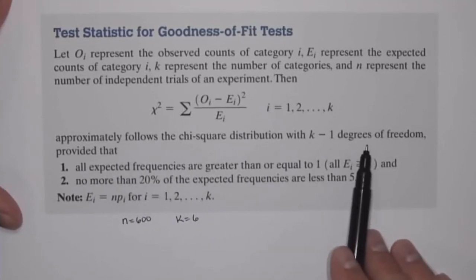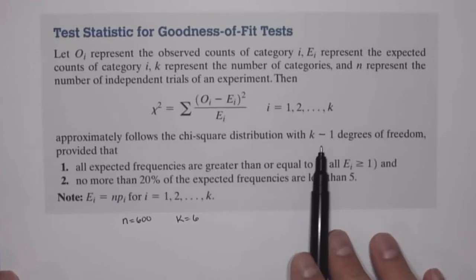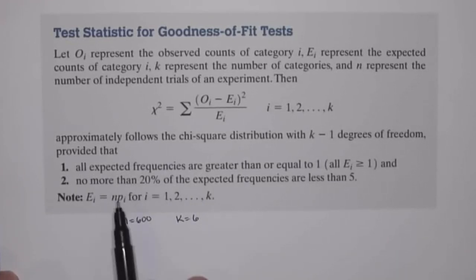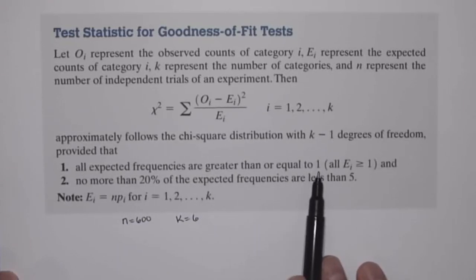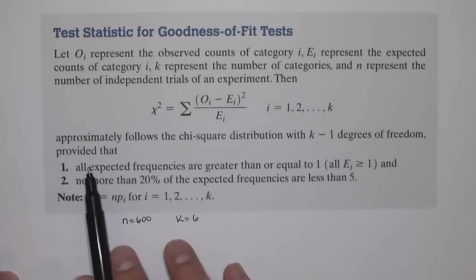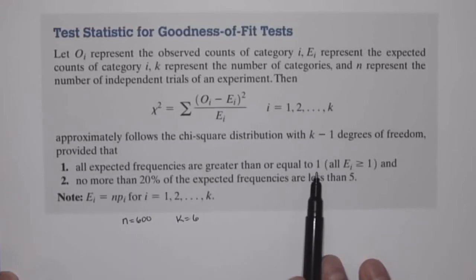So again, this is going to follow a chi-square distribution with k minus 1 degrees of freedom, as long as we have a large enough sample size n so that all of the expected frequencies are greater than or equal to 1. That's the deal with that. We have to have a sample size n, or a number of repetitions of the experiment n, large enough that all of the expected frequencies are greater than or equal to 1.